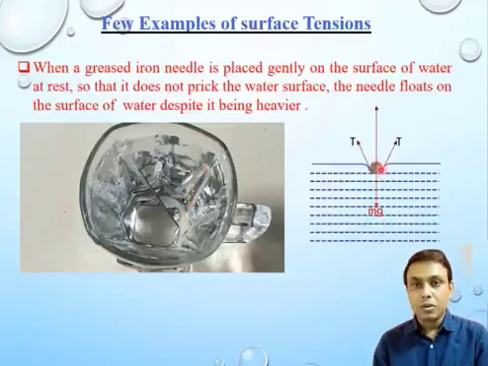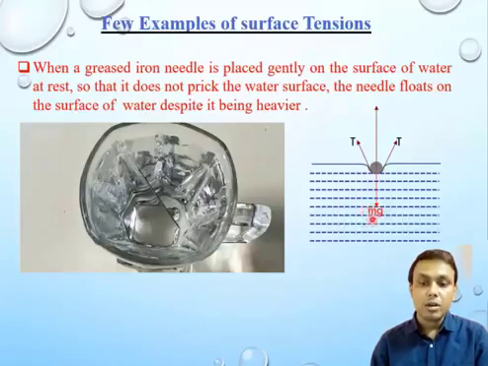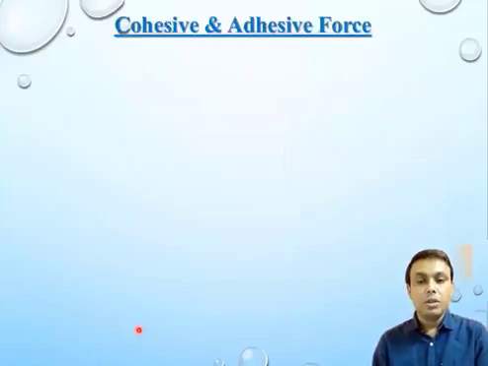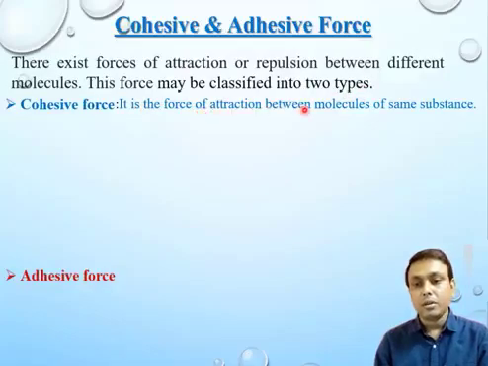This is the cross-sectional view of the needle. The surface tensional force acts along this surface and also along this surface. So for these two surface tensional forces, there is a resultant force. This resultant force balances the weight of the needle. Now I am discussing cohesive and adhesive force. What is cohesive force? It is the force of attraction between molecules of the same substance.